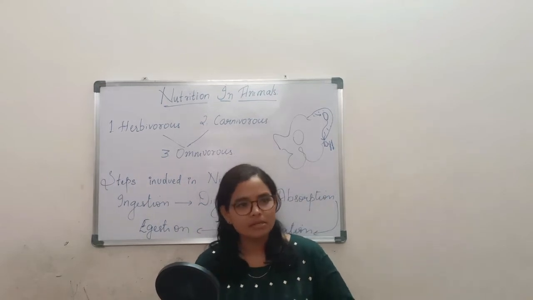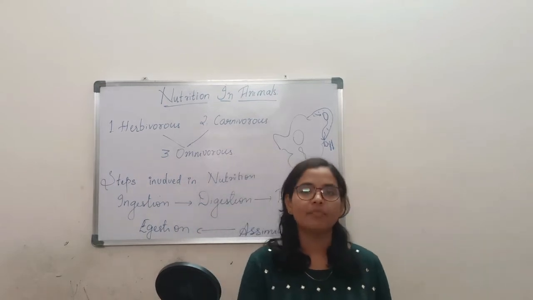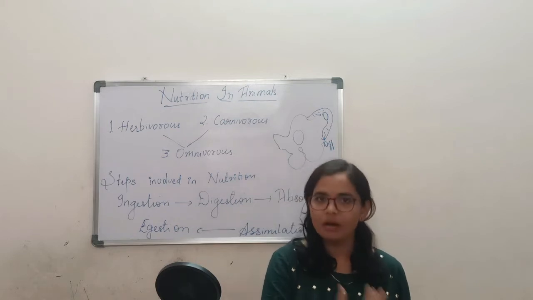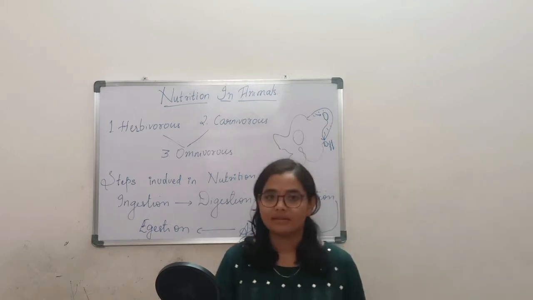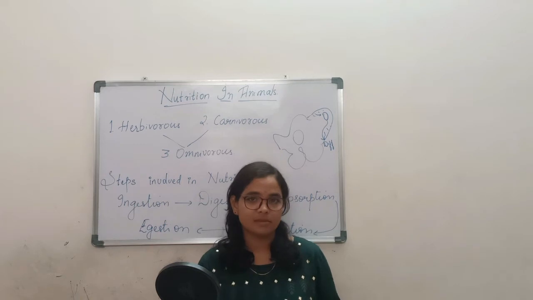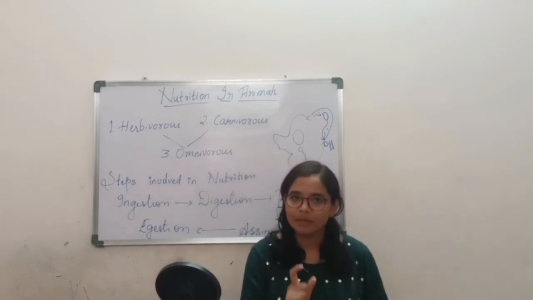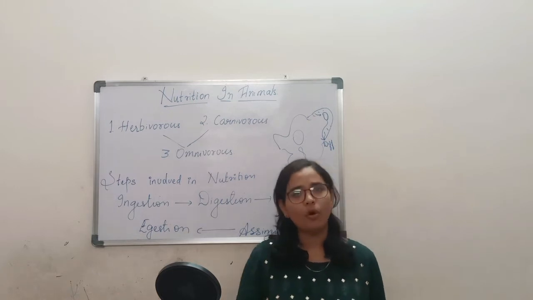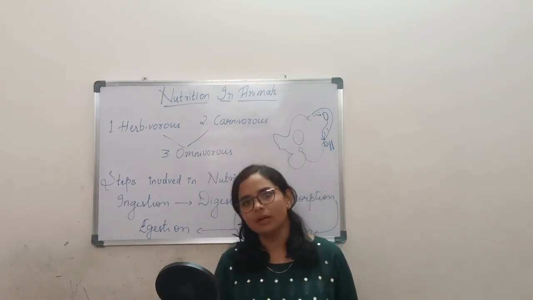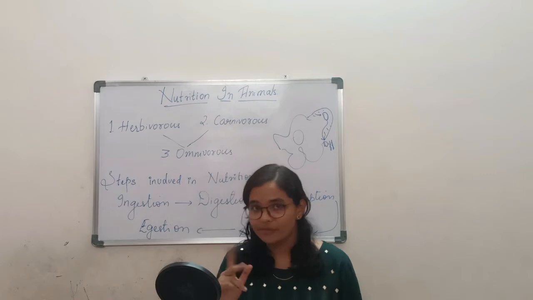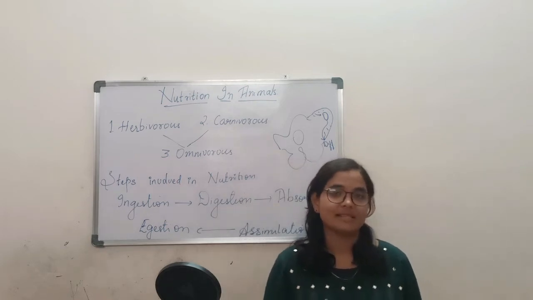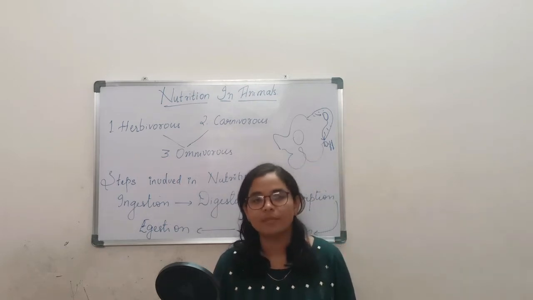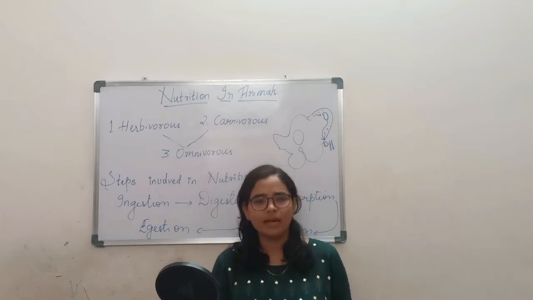What is herbivorous? Like a deer, which depends directly upon plants. There is no consumption of animals by the deer. So deer depend only on plants, therefore it is called a herbivorous animal. Coming to the omnivorous, they depend on both animals as well as plants, like we are omnivorous. Coming to the carnivorous, they depend only on animals.